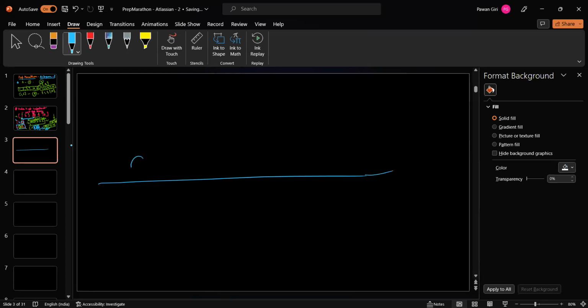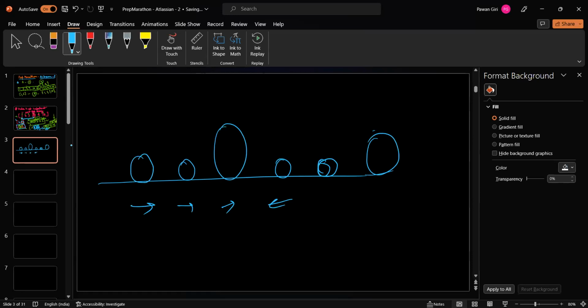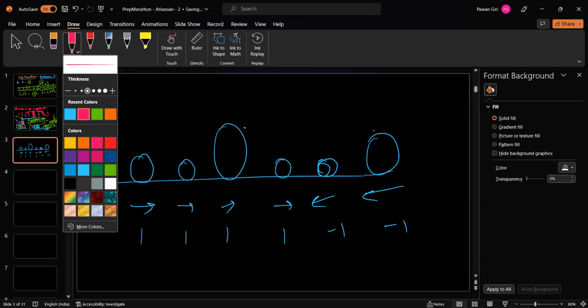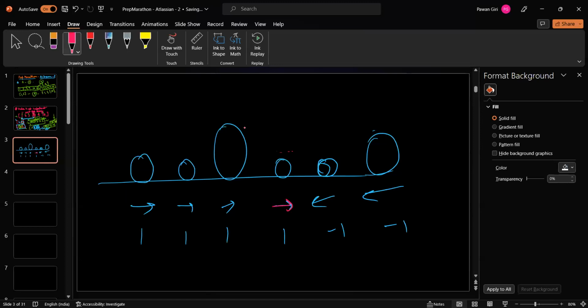Suppose balls are moving. We have many types of balls. Suppose this is moving right, this is moving right, this is moving right, this is moving right, this is moving left, this is moving left. Their direction is given: for right it is 1 and for left it is minus 1. Now obviously if there is one ball moving to the right and one ball moving to the left, a collision is possible.